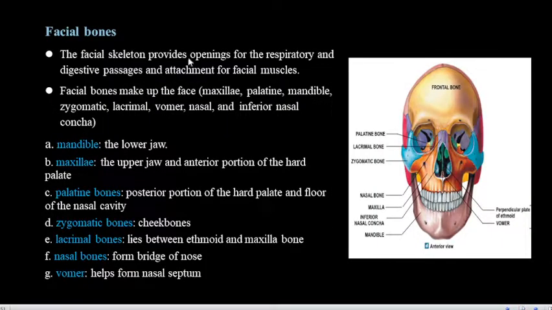Okay, facial bones naman. Tandaan, magkaiba ang cranium sa facial bones or cranial bone sa facial bones. The facial skeleton provides openings for the respiratory and digestive passages such as the mouth and the nose and attachment for facial muscles. So, very important ang facial bones para sa attachment ng different muscles found in our face, used for different facial expressions. So, facial bones make up the face. So, ito yung mga bones na makikita mo sa face.